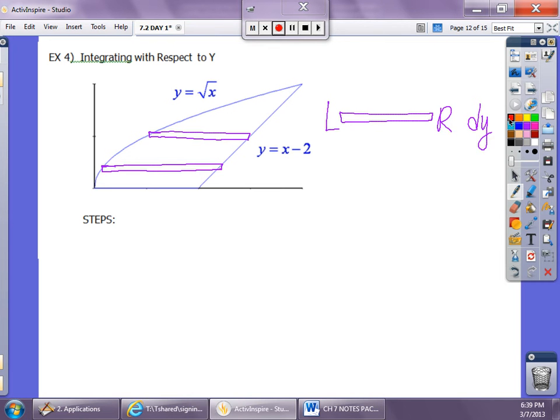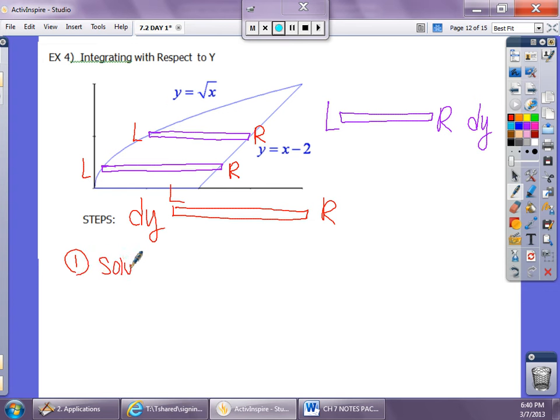If you look here, I would do a right side and a left side. And the reason why this problem is nice to do as a dy, you'll notice that the right and left functions don't change. So there is an extra step. If you're doing a dy problem where your rectangles go side to side, right and left, there is one extra step. And we're going to put that in the beginning so we don't forget. Solve each equation for x. So you're going to solve the equation for x, which means your functions will be in terms of y. That's going to be really important.